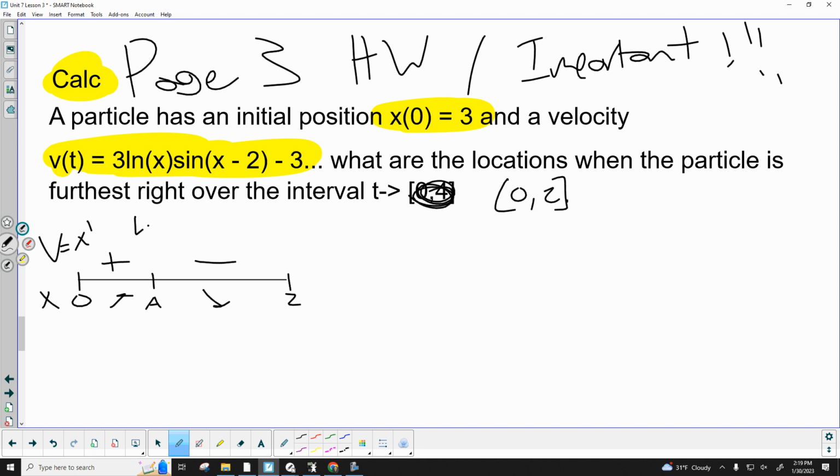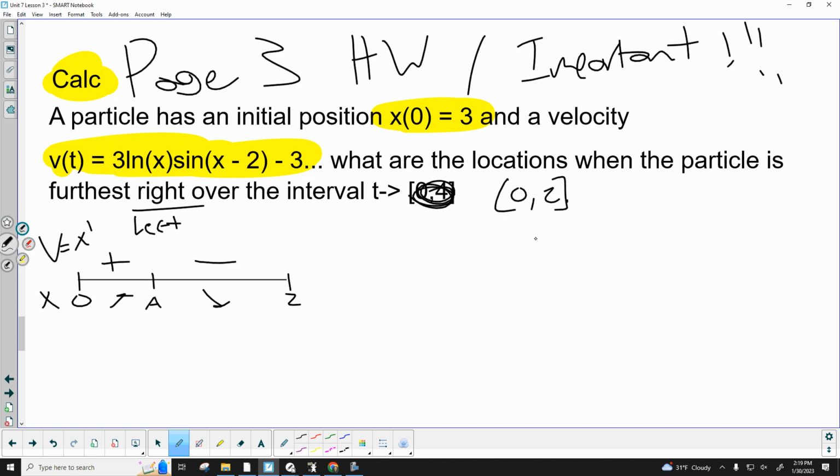If you're asking for just furthest right though, you can have this done. You just got to say t equals a must be the max. V is positive until a and negative after a. You're done. You don't have to worry about candidates.